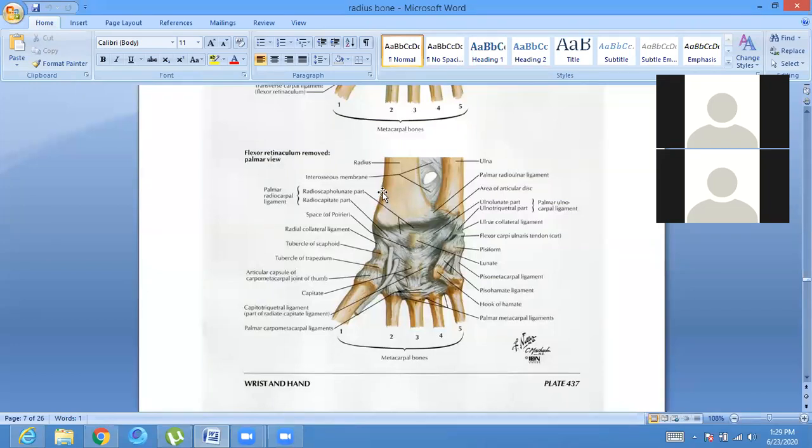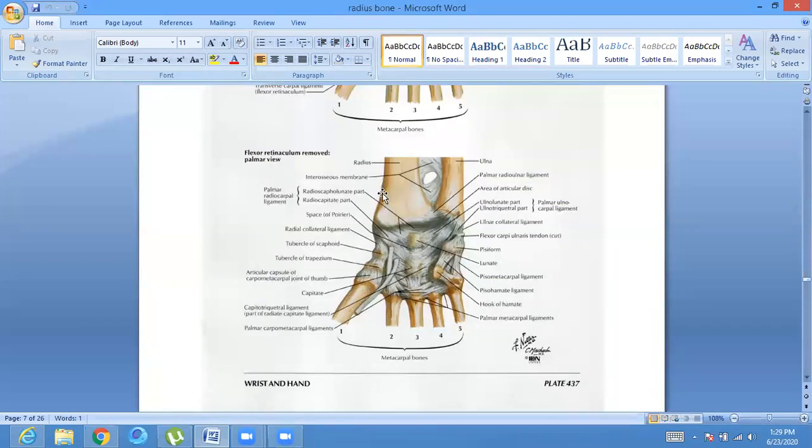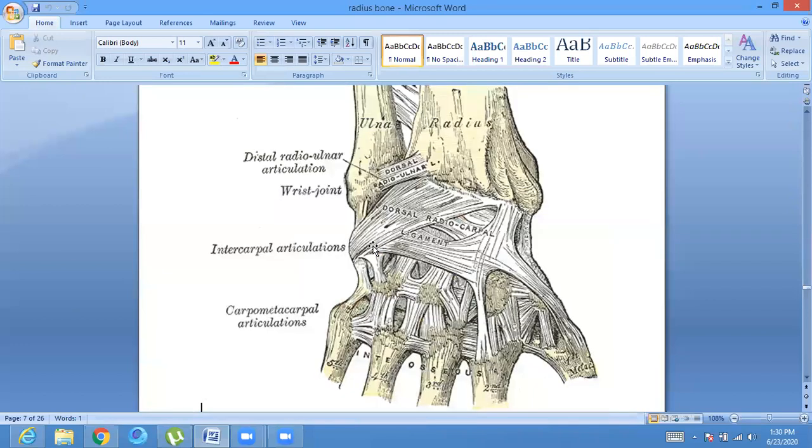If you have a look at the lateral surface, I told you it extends downwards, projecting downwards and forming a process that is called the styloid process. You have already studied this, okay?